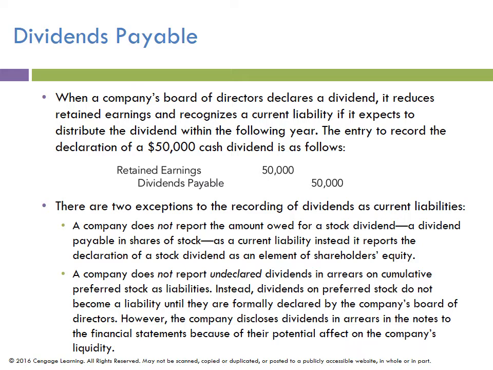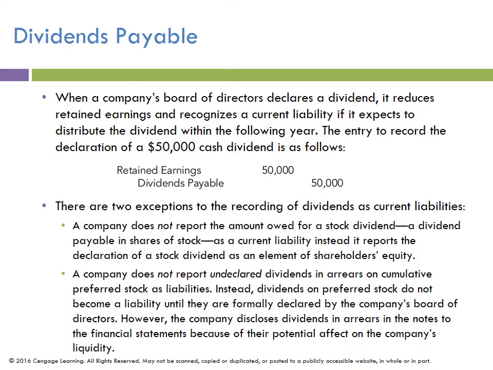So we debit retained earnings, credit dividends payable. There are 2 exceptions to the recording of dividends as a current liability. Remember, in this example, they are promising an asset, cash. What if they promise a stock dividend where they're distributing more stock? That's not creating a current liability.